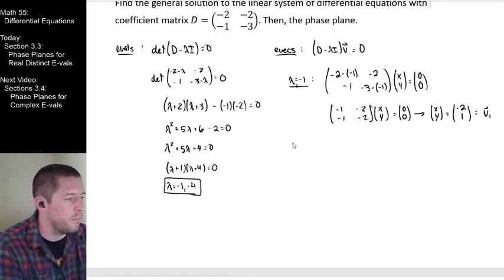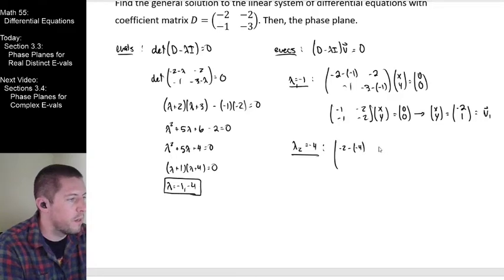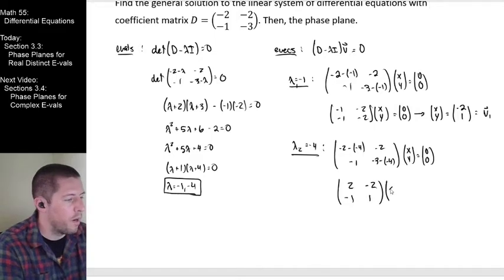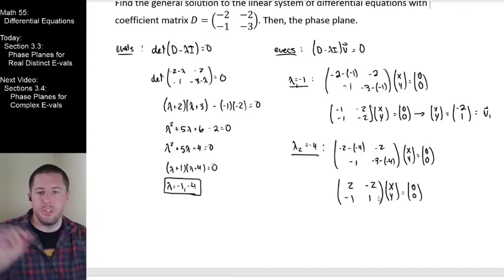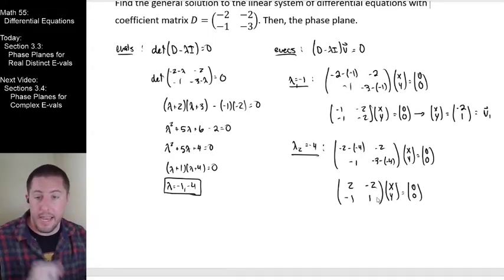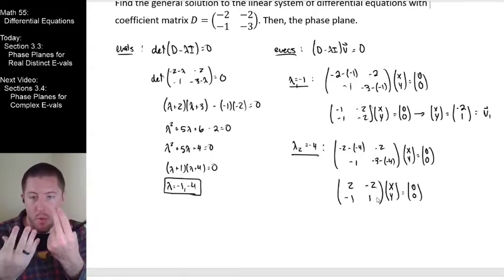Let's get our second one here. Negative 2 minus negative 4, negative 2, negative 1, negative 3 minus negative 4, times x y equals 0, 0. It looks like we're going to get 2, negative 2, negative 1, 1. And now we're back in our nicest possible setting. Our goal is to add together two products of numbers, ax plus by, and get 0. So we want ax and by to cancel.